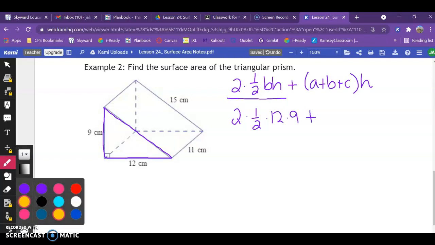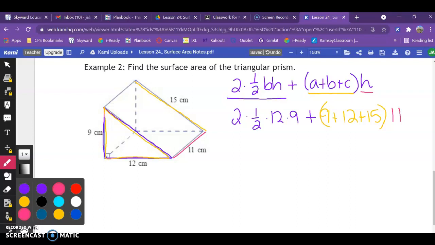Then this part is going to be still about the triangle, but it's the 3 sides of the triangle. So we have 9 and 12. And then this is labeled back here at 15. So the other side is 15. And then H is how tall it would be if we flipped it up on its triangle, so times 11.